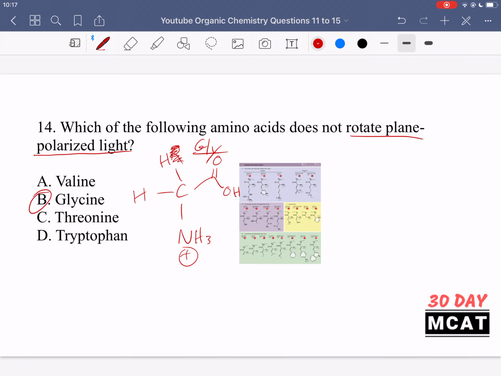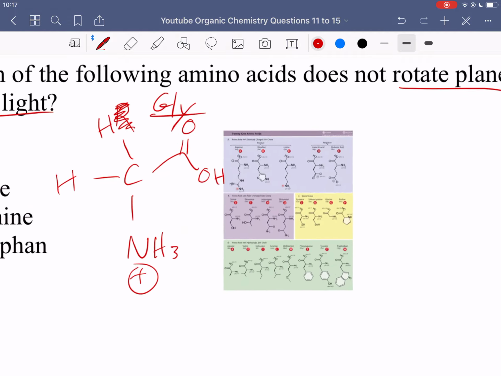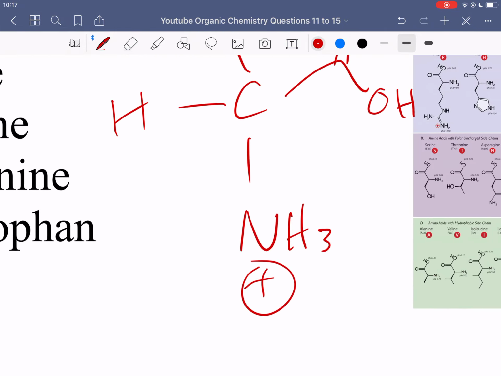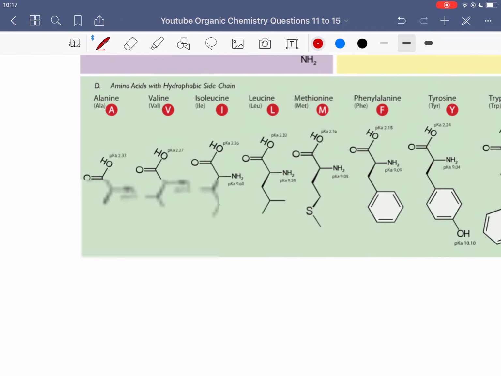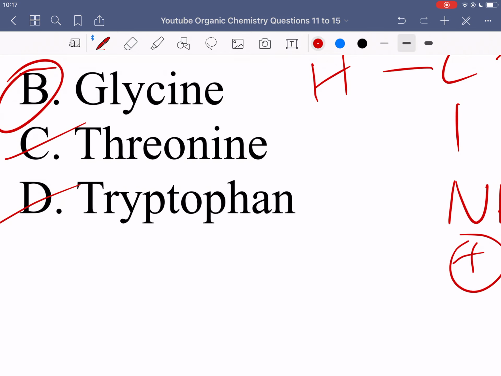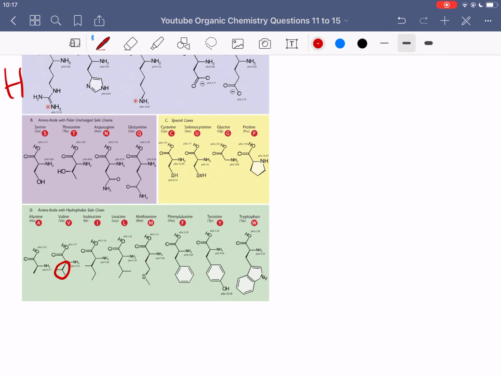So our answer for this is glycine, and you should already have this as a very common fact inside your brain. Along with everything else you've learned for amino acids, you should know that glycine, one of its key characteristics is that it does not rotate plane polarized light because it is not chiral. So let's look at our groups for the options that we had. Valine, it'll be down here in the hydrophobic part. So it has this group, which is different from everything else on the chiral carbon. Next we had glycine, threonine, and tryptophan.